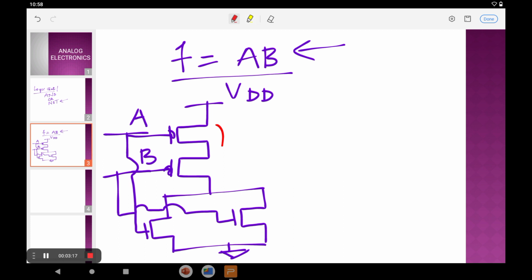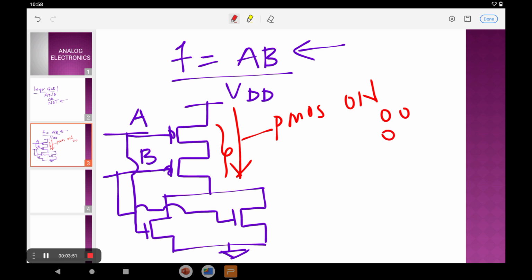Series fashion means that whenever these two PMOS transistors are on, then only we get a value. That means whenever this condition is satisfied, both PMOS transistors are in the on condition, then only the output is high. That is the criteria. But if any one of the NMOS is on, we will get a lower value. Let us see the truth table for this: 0 0, 0 1, 1 0, 1 1.